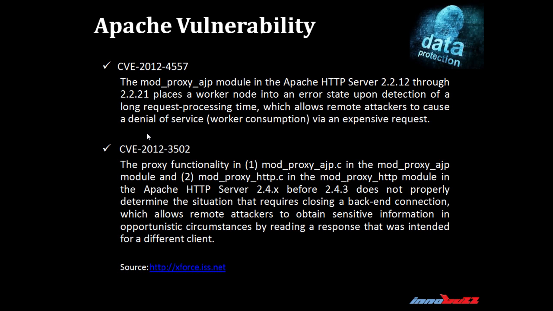Another vulnerability is CVE-2012-3502. Here, the proxy functionality in mod_proxy_ajp.c in the mod_proxy_ajp module and mod_proxy_http.c in the mod_proxy_http module in Apache HTTP Server 2.4.x before 2.4.3 does not properly determine the situation that requires closing a backend connection, which allows remote attackers to obtain sensitive information in opportunistic circumstances by reading a response that was intended for a different client.